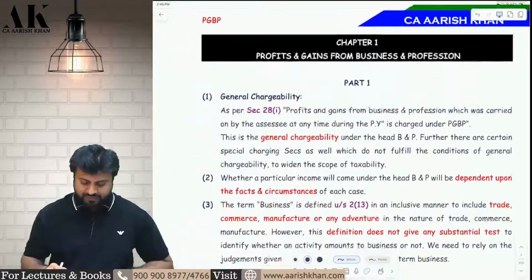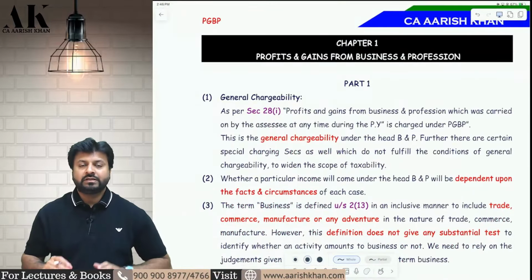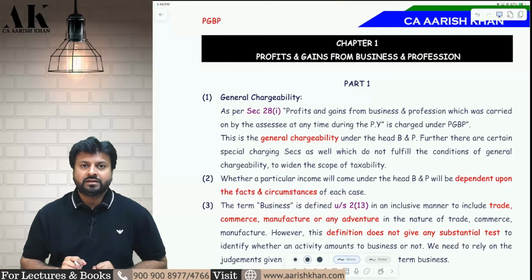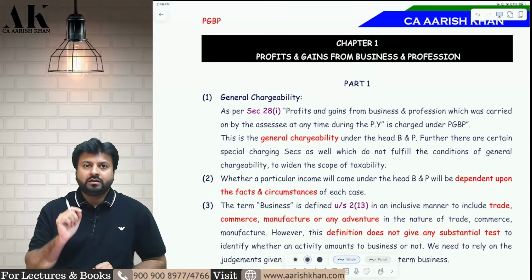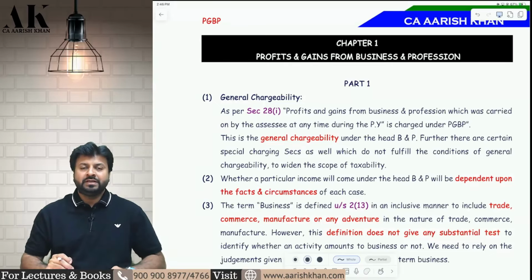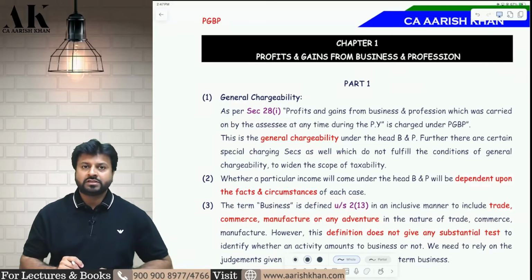This is the index in front of you, and this is our first topic that we are going to revise today, which is the most important topic in your CA Final syllabus, that is profits and gains from business and profession. Always remember, the first question in the exam of 14 marks is going to be on this chapter, that is on PGBP, profits and gains from business and profession. So let's start with the revision of this particular chapter without wasting any further time.